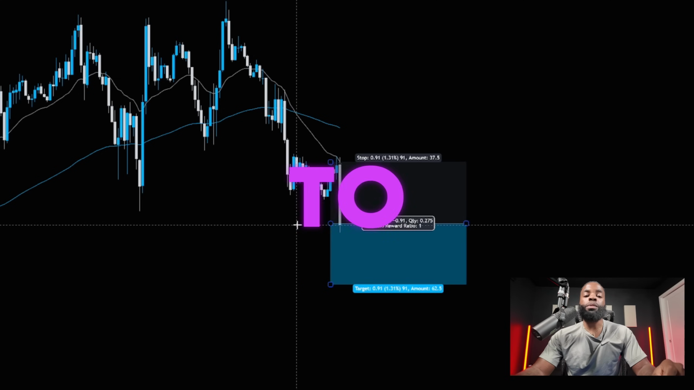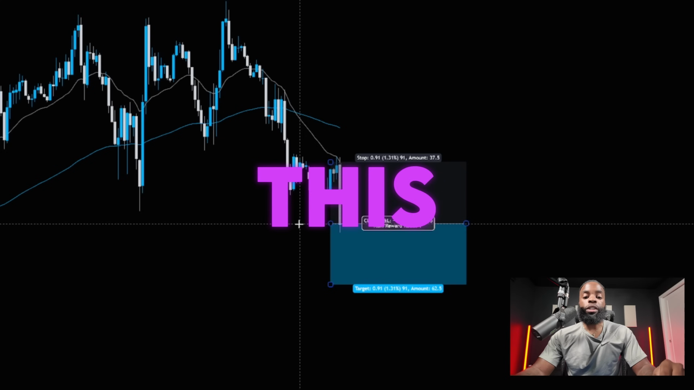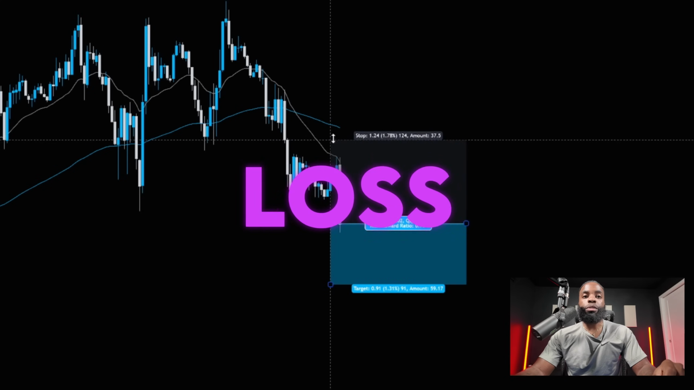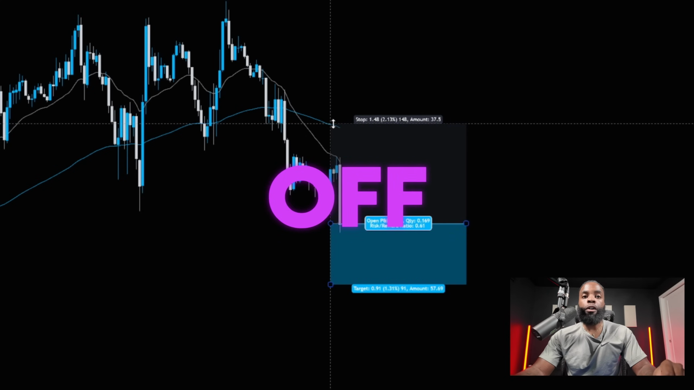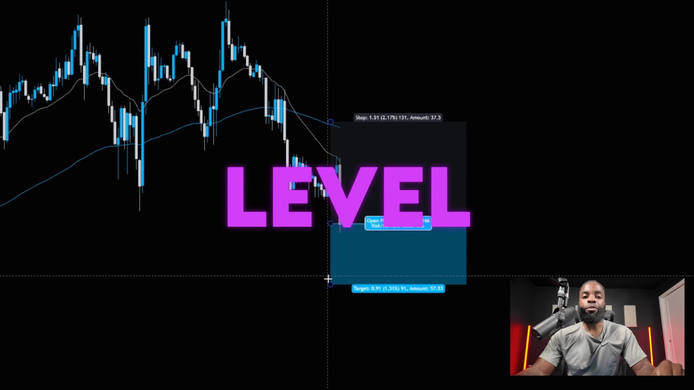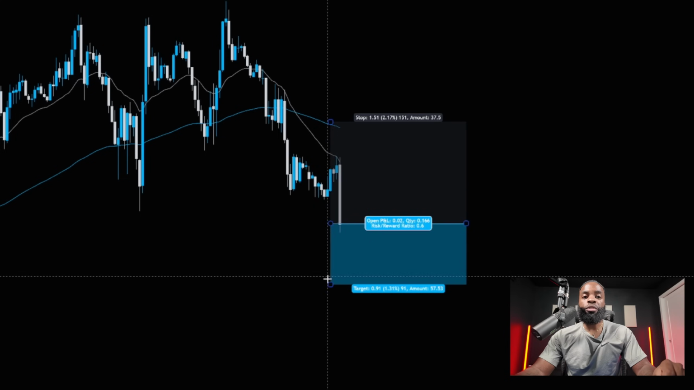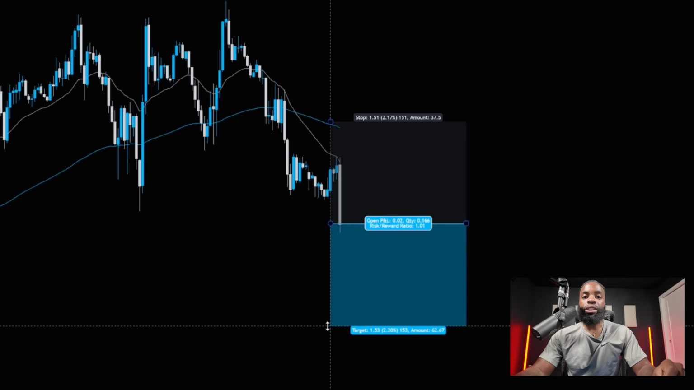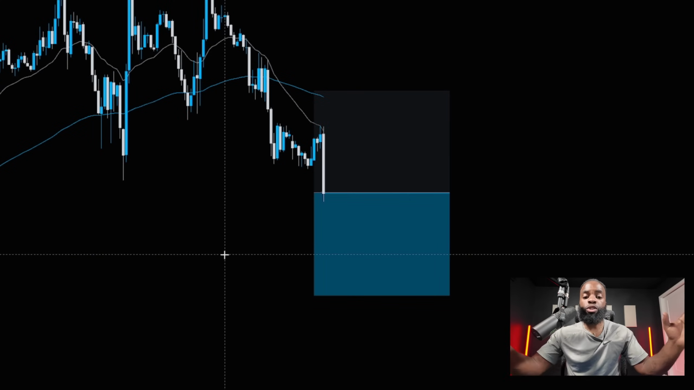Now here is a hint to anybody here that is still watching. If you want to be more on the safe side for this entry model, your stop loss should be just a pip off from wherever the 113 level is at, which is my blue moving average. And then your TP, once again, you can just do a simple 101. This is on the safe side.